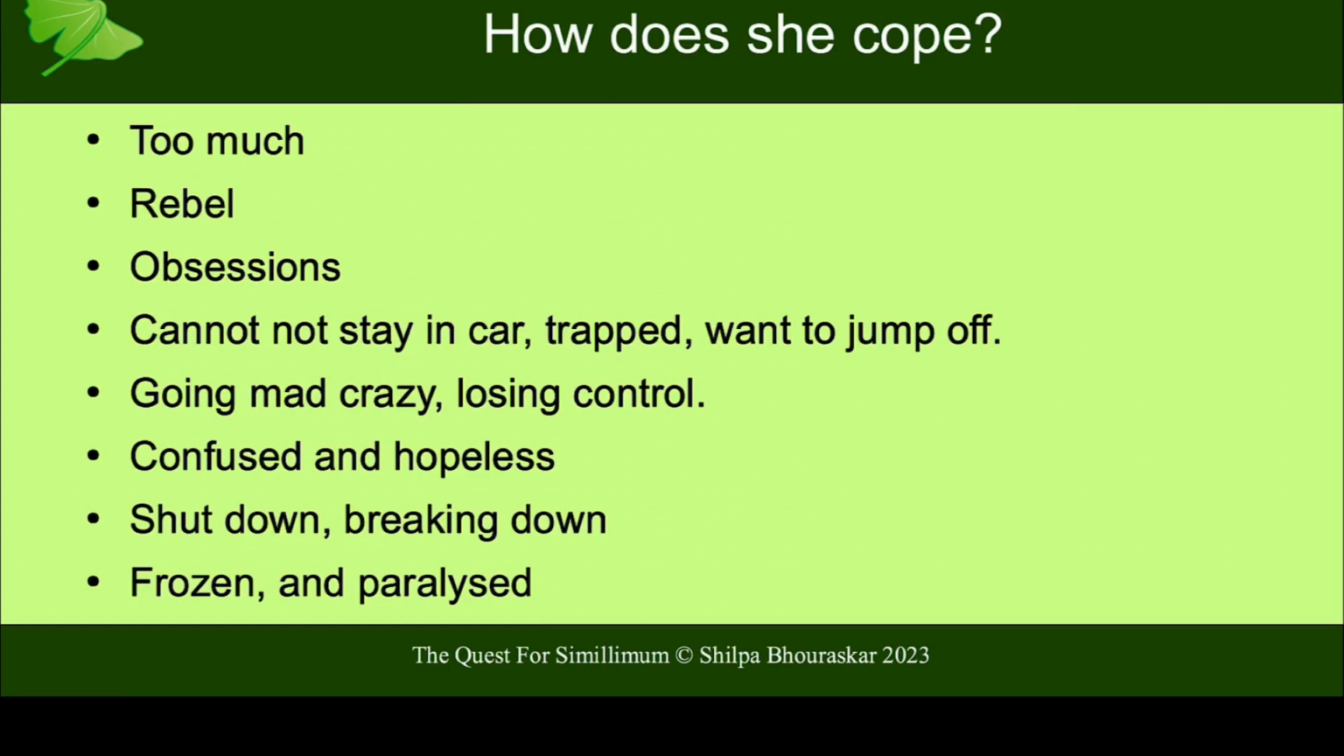Now, at this point, you also need to understand how does she cope, right? And what do you see the way she's coping? There is too much of everything. She's rebelling, she's obsessed. She cannot stay in that state. She's trapped. She wants to jump off and escape. Otherwise, she goes mad and crazy and loses control. She's confused, she's hopeless, she's shut down, she breaks down, she's frozen, and she's paralyzed. Can you see? Such intense coping mechanism.